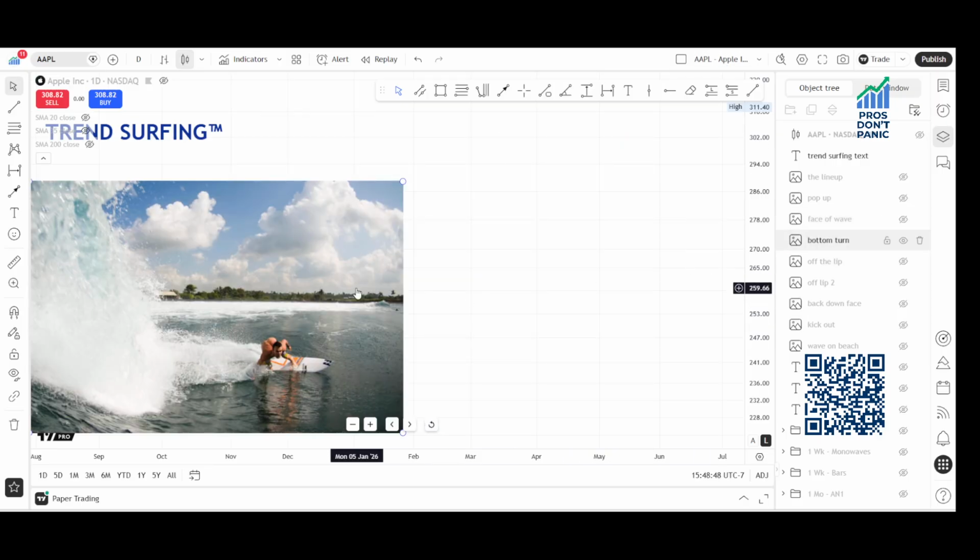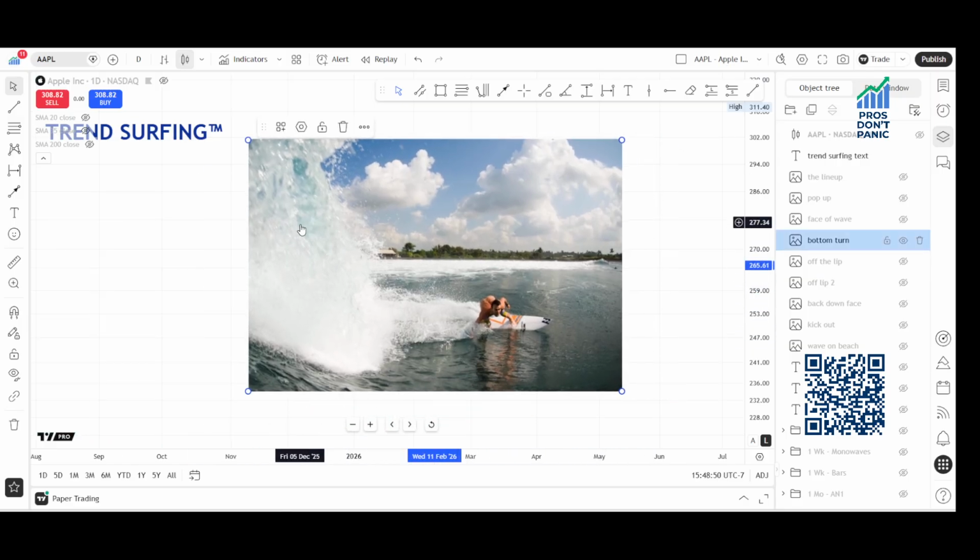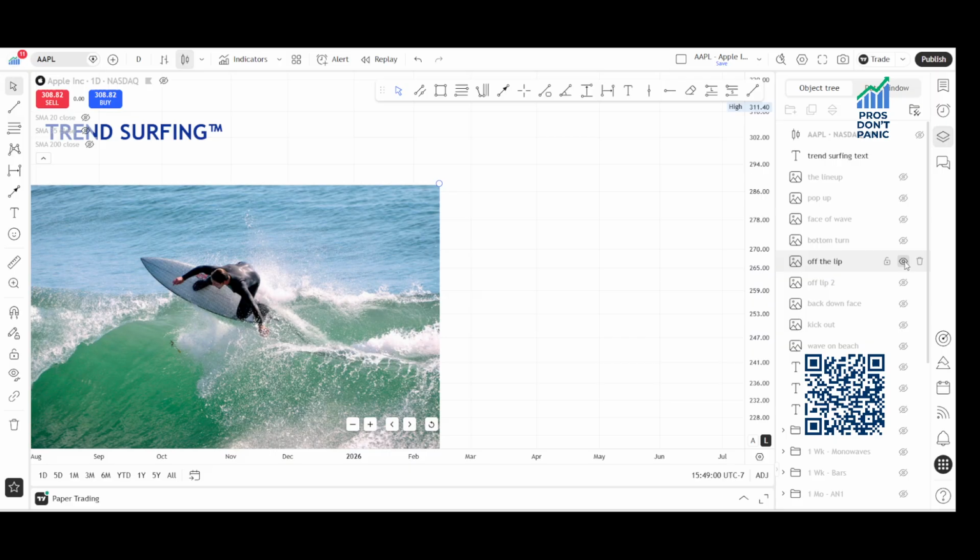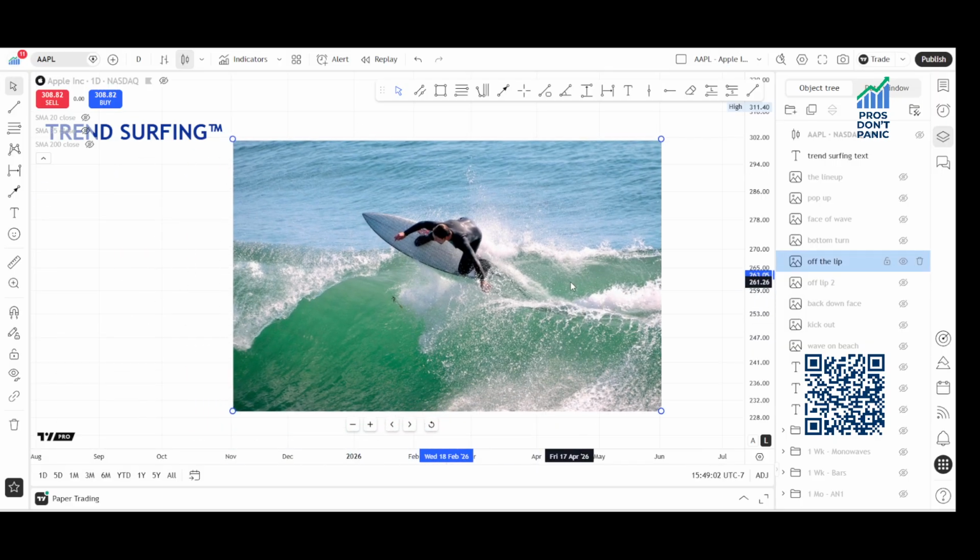You're going to do what they call a bottom turn. You're going to get into this flat zone where the energy is gone now. You're going to have to turn around and come back up the face of the wave, and do what they call smack the lip, or come off the lip.